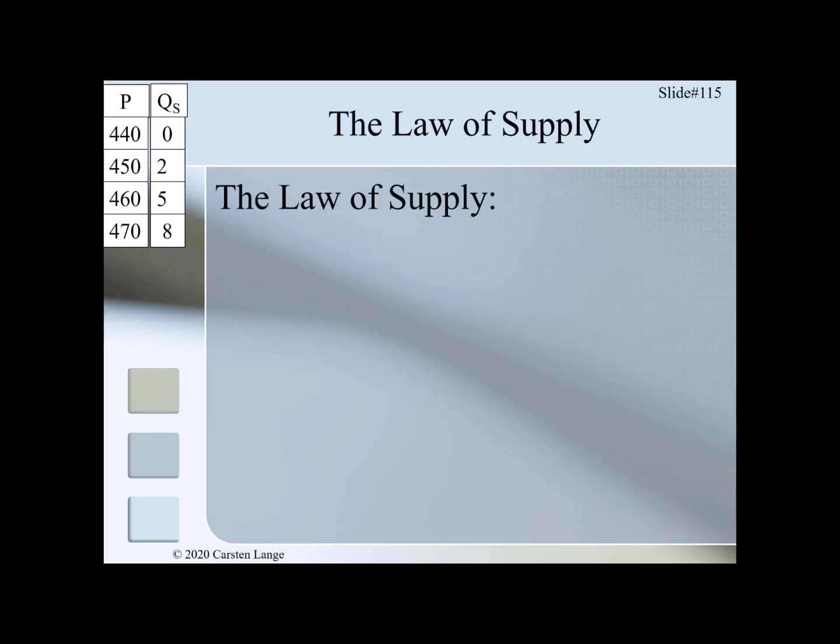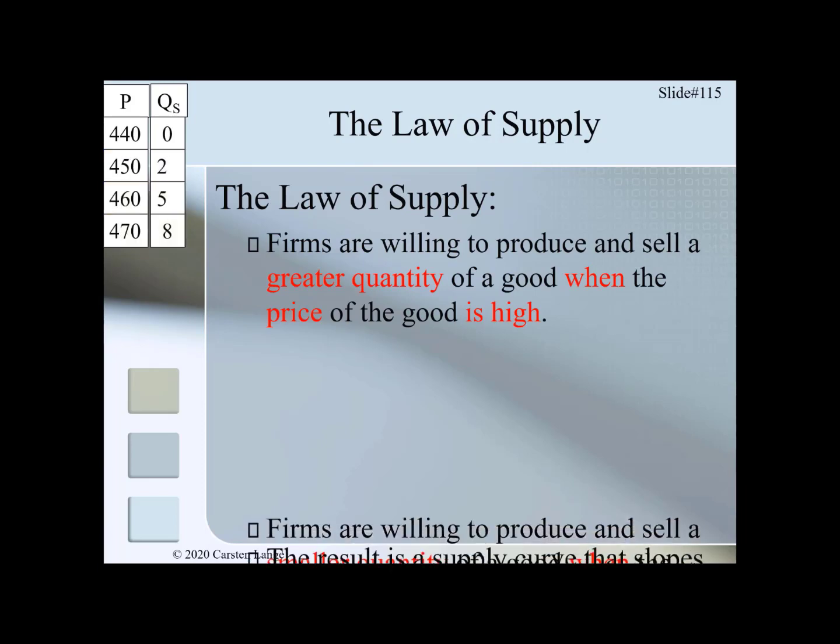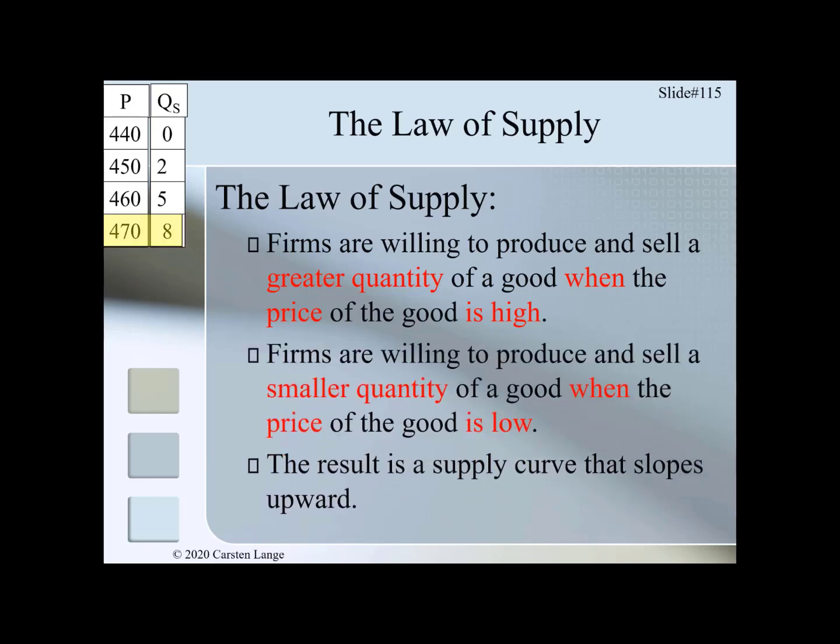The completed supply schedule reflects the law of supply. Firms are willing to produce more if the price is higher. Firms are willing to produce and sell less when the price is lower.